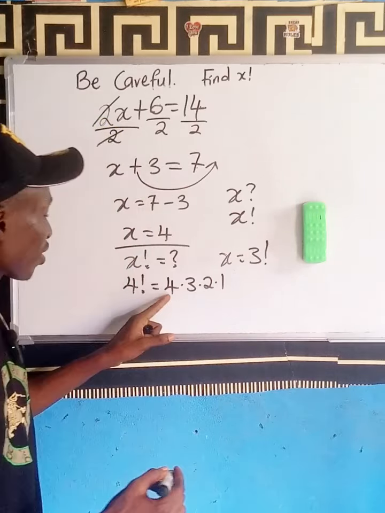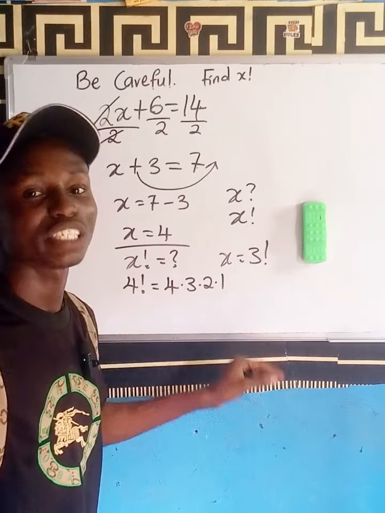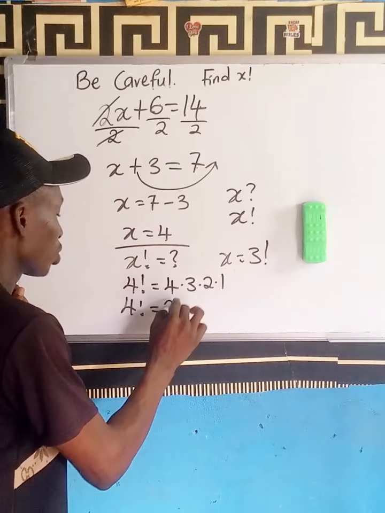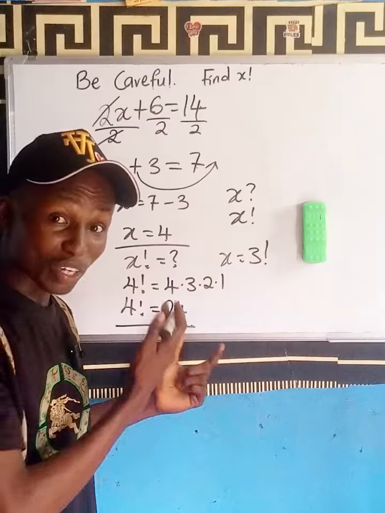So let's see. 4 times 3 is 12. 12 times 2 is 24. 24 times 1 is still 24. So it means that our 4 factorial is equal to 24. And this is a beautiful solution to this particular question.